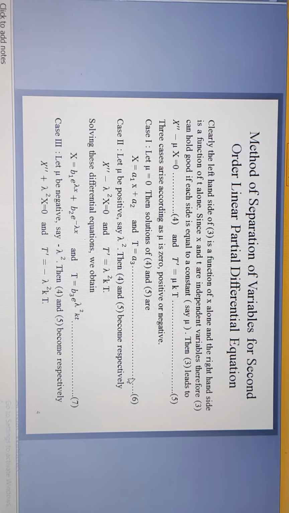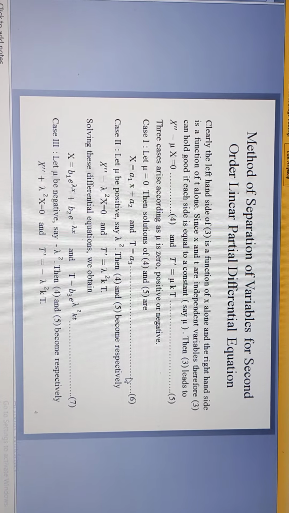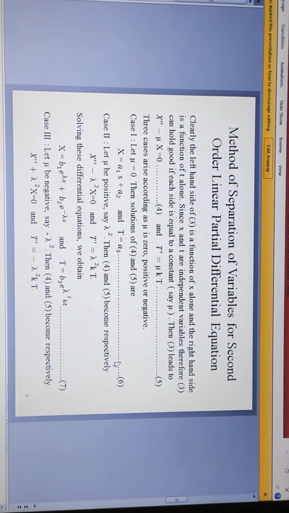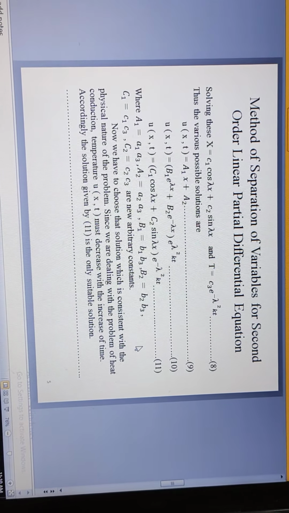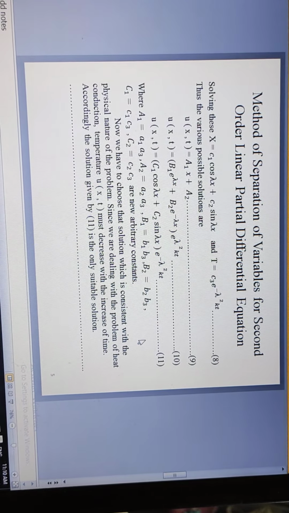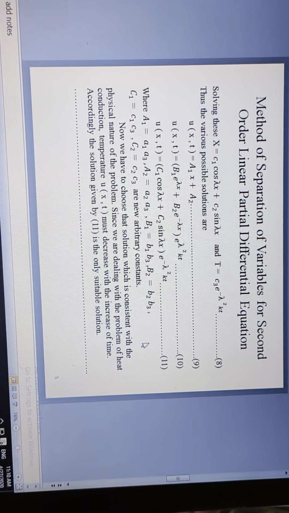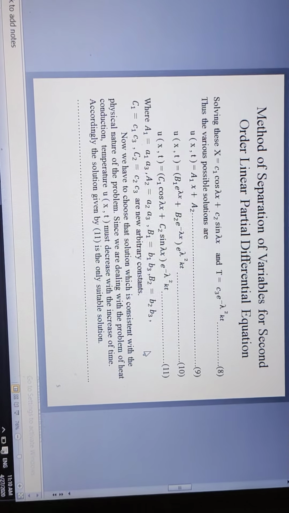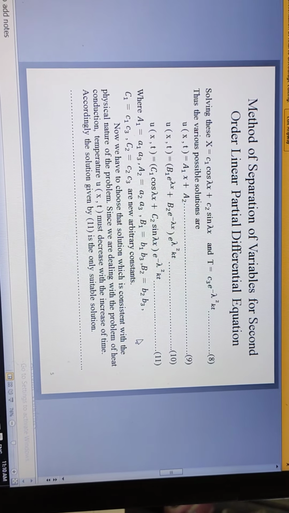Case third, when mu is negative, say minus lambda square, then we have X double dash plus lambda square X is equal to 0 and T dash is equal to minus lambda square kT. On solving these linear differential equations of second order, we have X is c1 cos lambda x plus c2 sin lambda x and T is equal to c3 e power minus lambda square kt. Thus the three possible solutions are equations 9, 10 and 11 respectively when mu is 0, mu is lambda square and mu is minus lambda square.